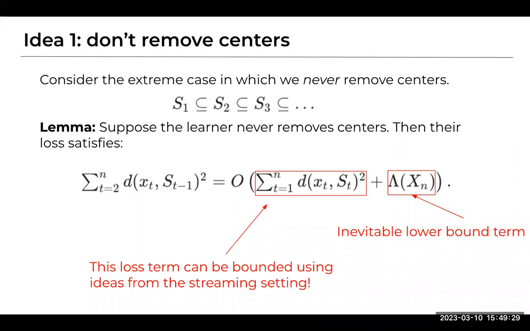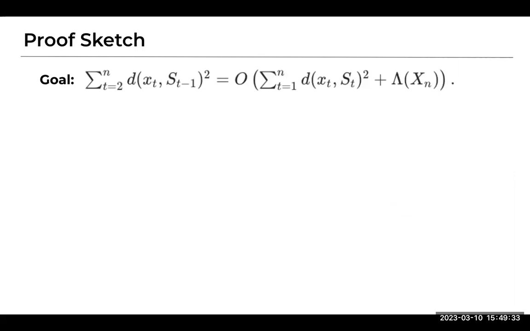No? Okay, cool. So to prove this, our goal basically is to show that this online loss is bounded by these two terms over here. So what we're going to do is basically appeal to the triangle inequality. We're taking any term in that sum. We have the distance from x_t to S_{t-1}.